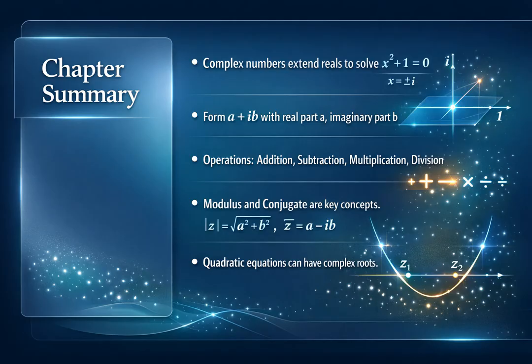In this chapter, we learn that complex numbers extend the real numbers to solve equations like x squared plus 1 equals 0. A complex number has the form a plus ib with real part a and imaginary part b. We studied addition, subtraction, multiplication, and division of complex numbers. The modulus and conjugate are key concepts. Quadratic equations can have complex roots when the discriminant is negative.